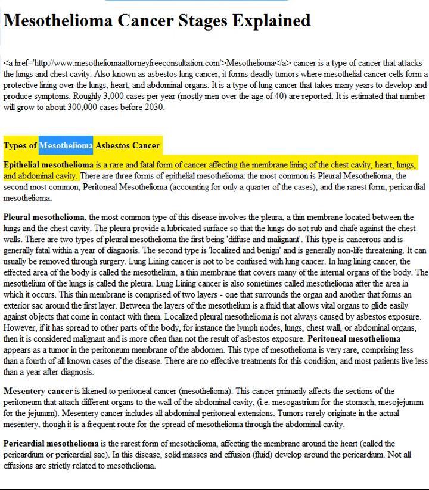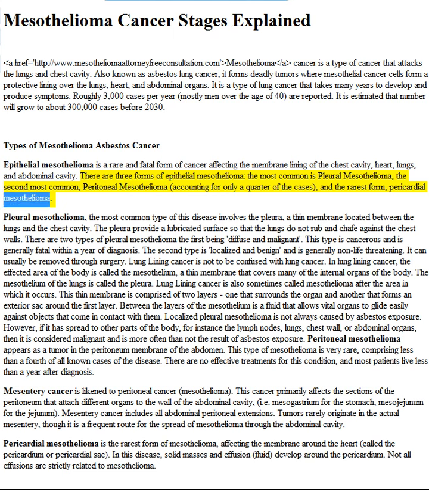Types of mesothelioma. Asbestos cancer. Epithelial mesothelioma is a rare and fatal form of cancer affecting the membrane lining of the chest cavity, heart, lungs, and abdominal cavity. There are three forms of epithelial mesothelioma. The most common is pleural mesothelioma, the second most common, peritoneal mesothelioma, accounting for only a quarter of the cases, and the rarest form, pericardial mesothelioma.